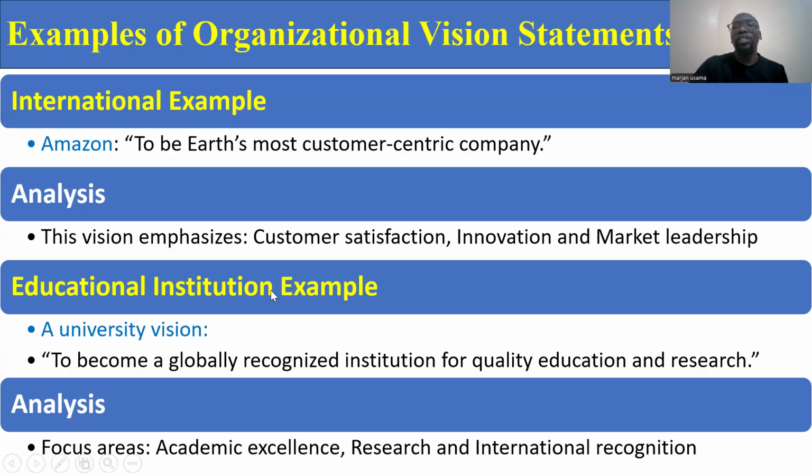An educational institution, for example: to become a globally recognized institution for quality education and research. As simple as that. You can imagine this is just a very clear, simple vision. So your vision should not be confusing.